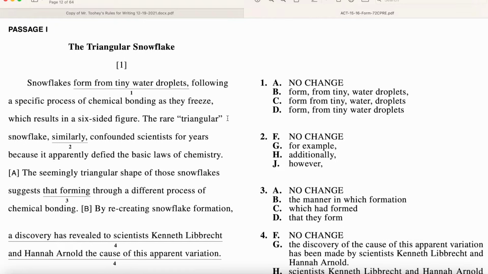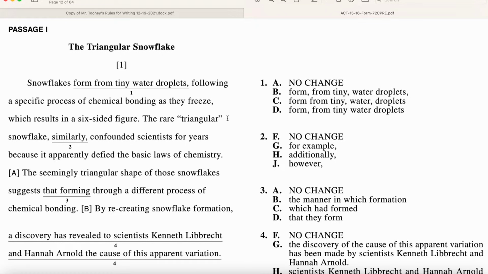The seemingly triangular shape of those snowflakes suggests that forming through a different process of chemical bonding. Okay. How does answer choice A sound there, Abdul? A does not sound too good. That's never a good sign, man. Let's plug in B.